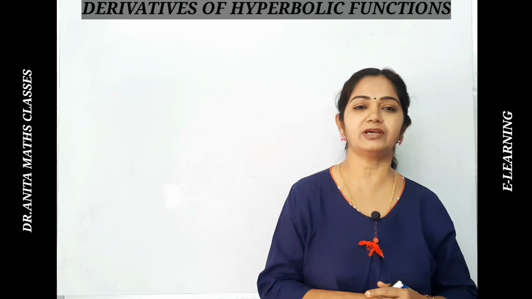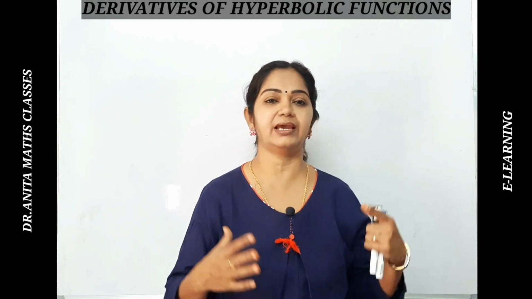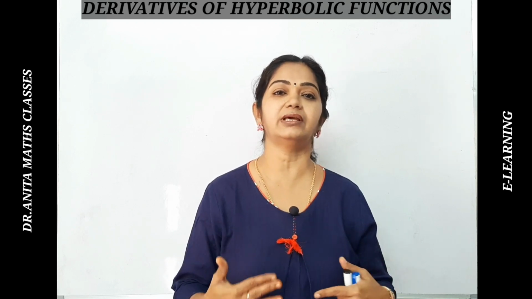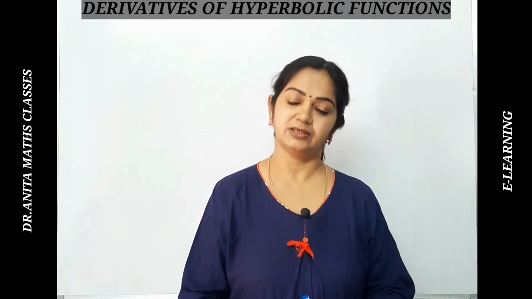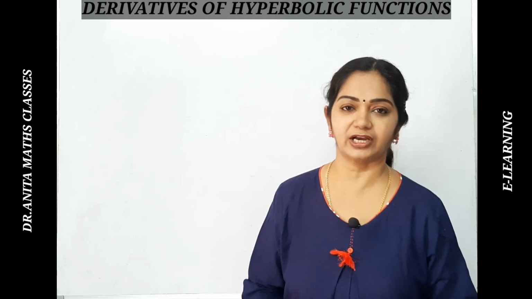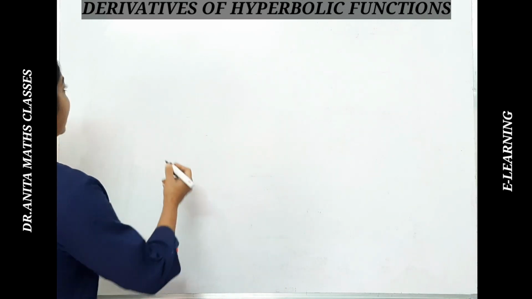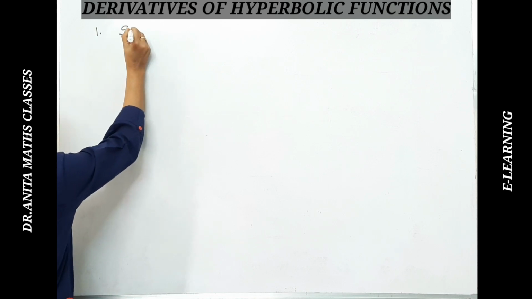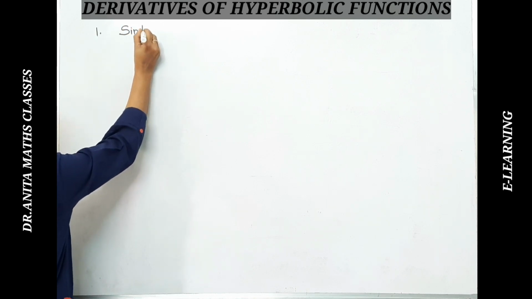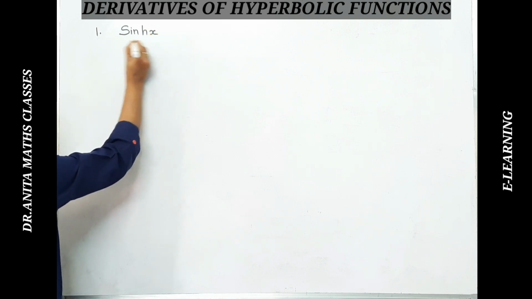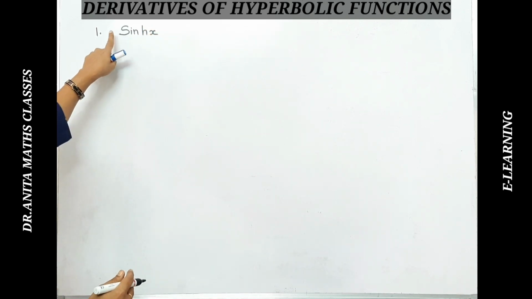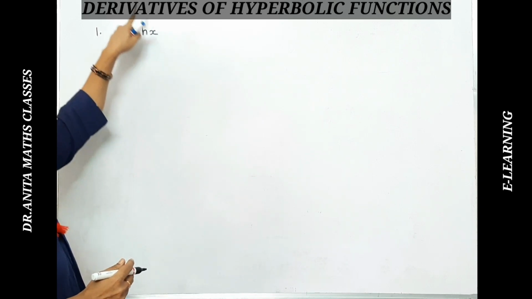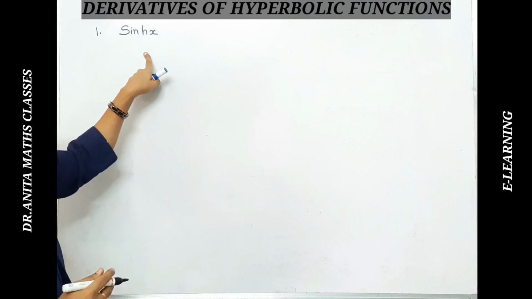Now these hyperbolic functions are nothing but trigonometrical functions which involve the exponentials, right? So let us derive the hyperbolic functions. If we take the first hyperbolic function, that is sinh of x, how do we pronounce this? We can pronounce it either way, hyperbolic sine x or sinh of x. This is nothing but the hyperbolic sine of x.